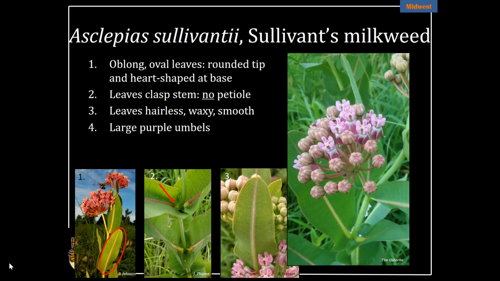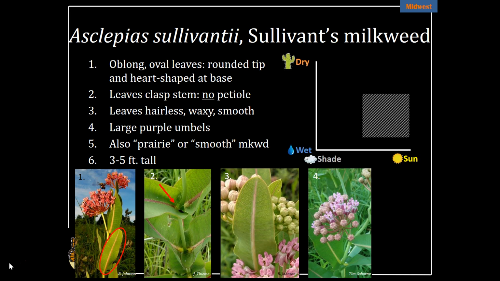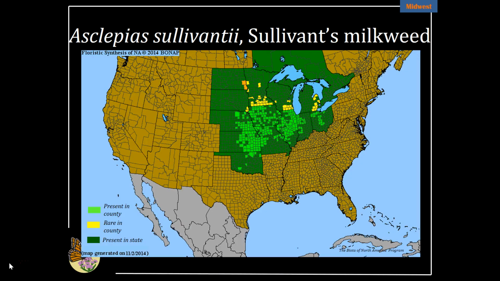Sullivant's milkweed has large purple umbels. This plant is also called prairie milkweed or smooth milkweed, and it grows to about 5 feet tall. Sullivant's milkweed grows in wet to moist soils and in full sun. The bright green on this map shows where Sullivant's milkweed is commonly found.